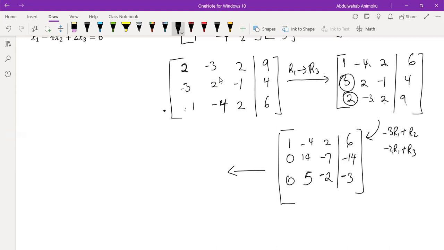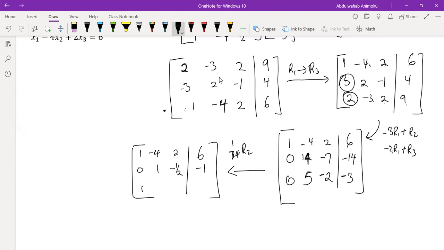So the next one is we make the first non-zero entry in the second row 1, so we multiply by 1 over 14 R2. That way we can easily use R2 to reduce R3. This is the logic behind doing this, to make it easier. So minus 7 divided by 14, that's minus 1 over 2, and then minus 1. We haven't touched R3, so it remains. Now we can touch R3. We use R2 to reduce R3, which is minus 5 R2 plus R3.